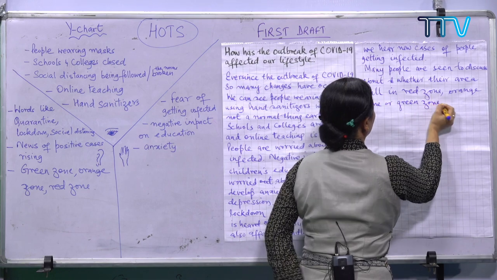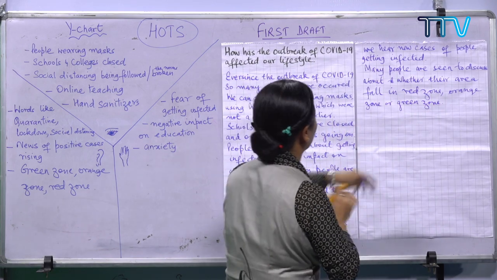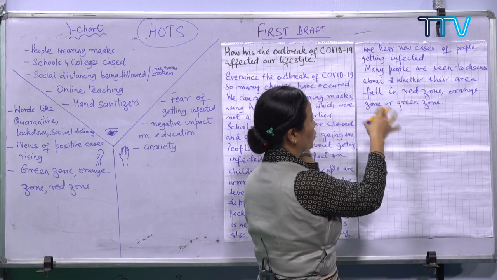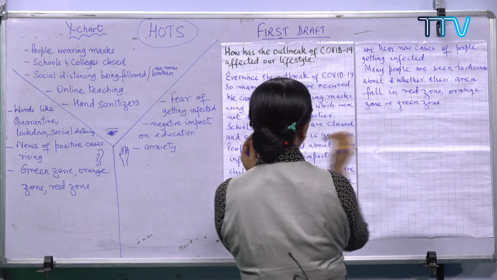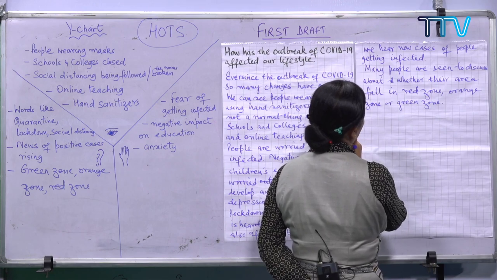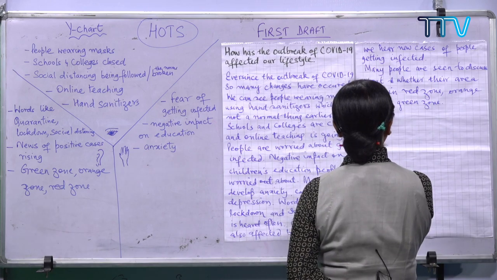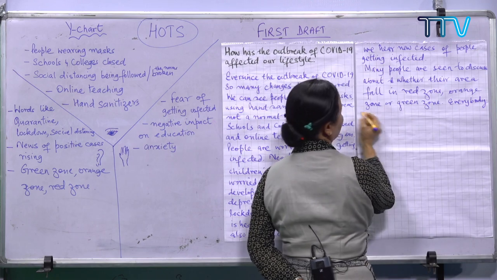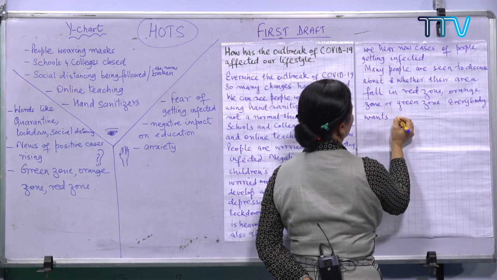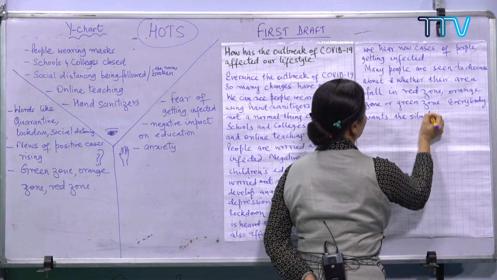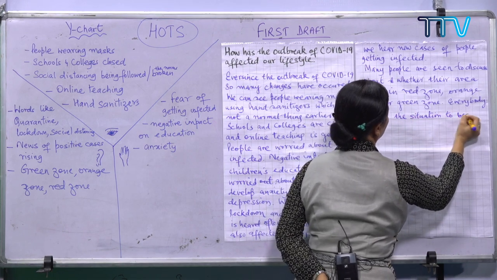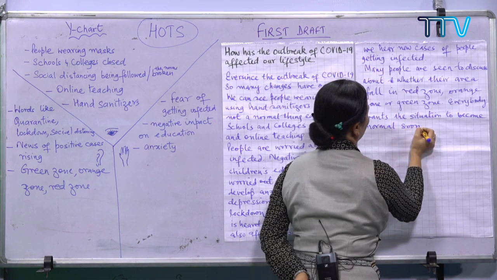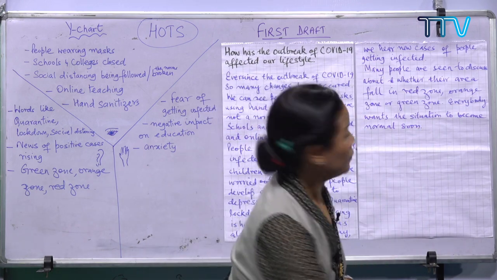So though we can add on more points, we don't have that much time. So I'm just quickly going to wind up, right? Whether I am in a green, orange zone or red zone, everybody wants the situation to become normal soon. Okay, so if I just stop it here, okay?